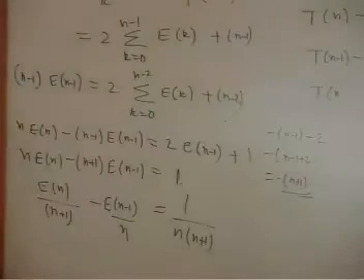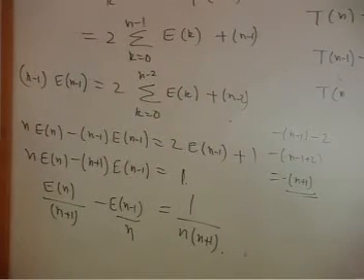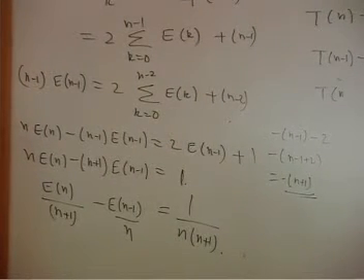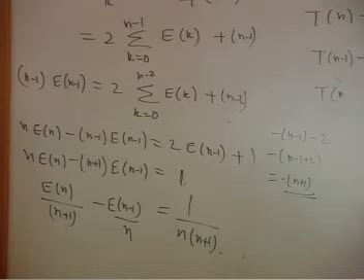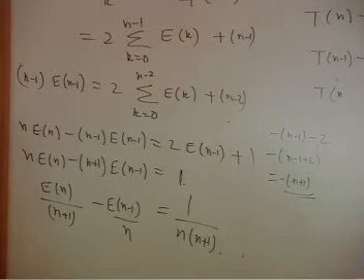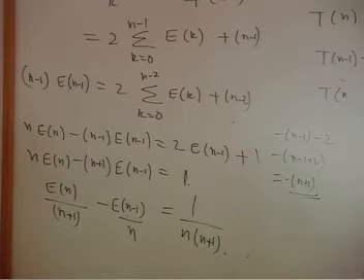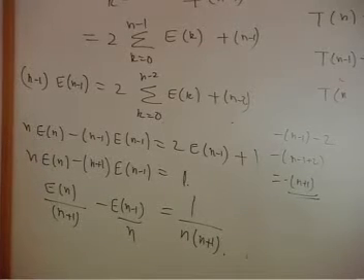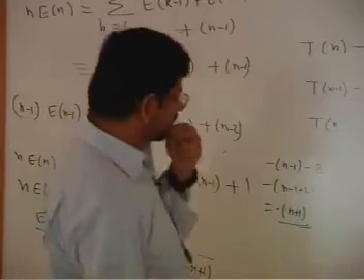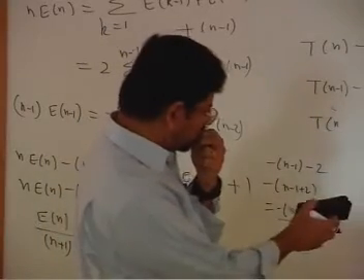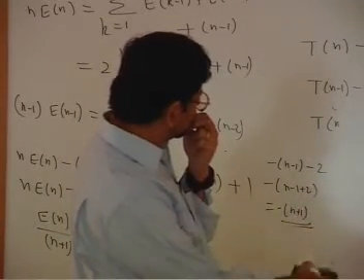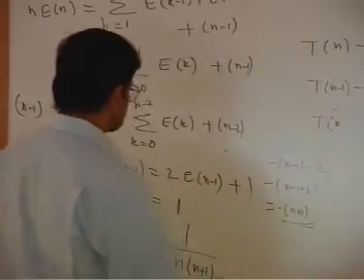Multiply n plus 1. What is it, n plus 1? It is this with probability 1 by n. That is also right, and I don't know where it is.